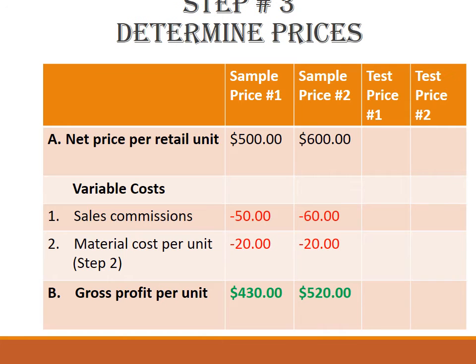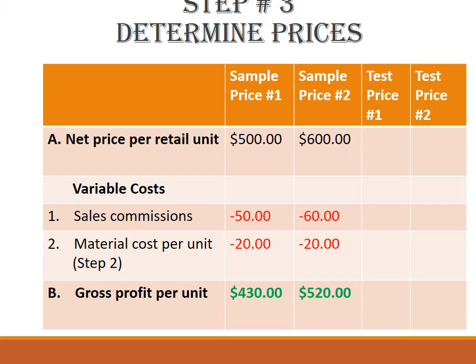Step 3. At sample price number 1, it's $500. Sample price number 2, it's $600. All this sample price is saying is that the price that you are planning to charge the individuals is $500 or $600. So we're really going to look at which one can work effectively. At $600, you're going to see if after we have taken out commission and material cost per unit, whatever is left is going to be fine.